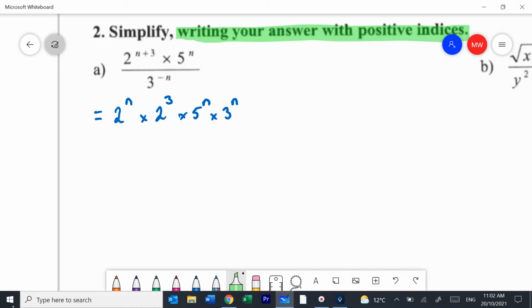So straight away I can see that that one, and that one have all got the same indices. So that means that their base numbers are allowed to be multiplied together. So that would look like this. 2 times 5 makes 10. 10 times 3 makes 30. 30 to the power of n. And then I'm left with 2 to the power of 3, which is 8.